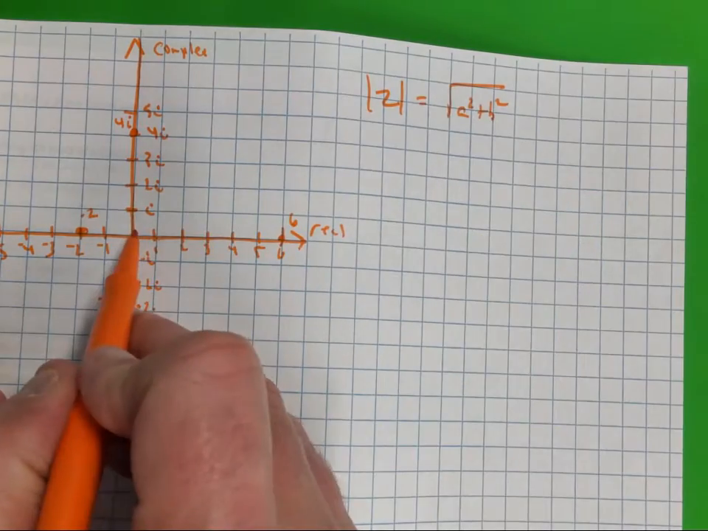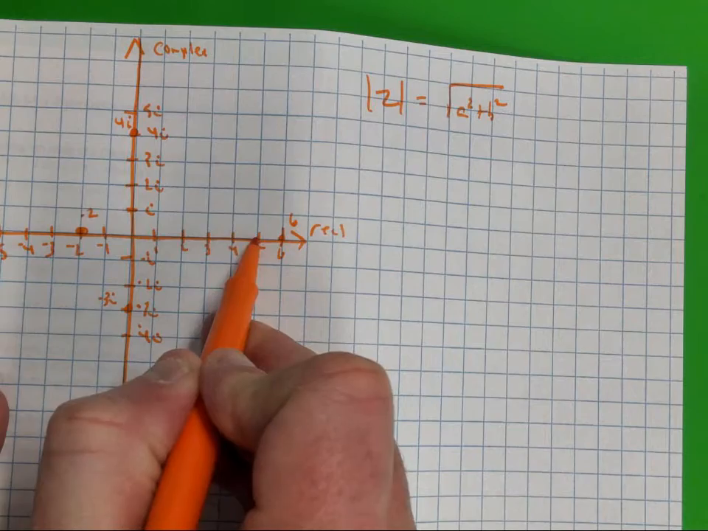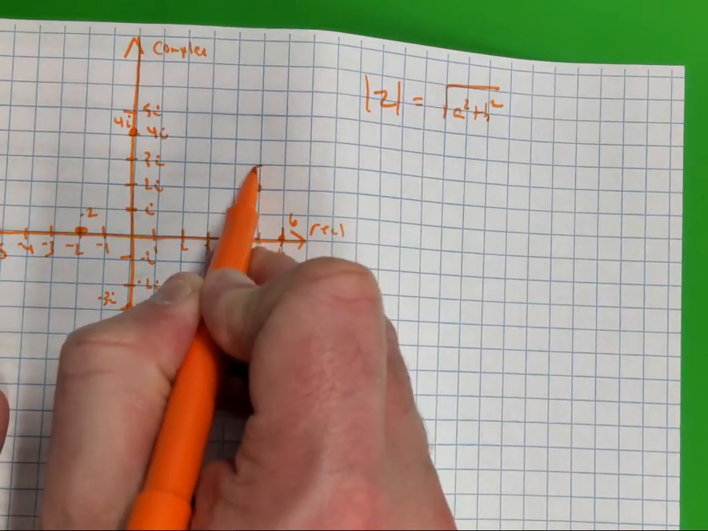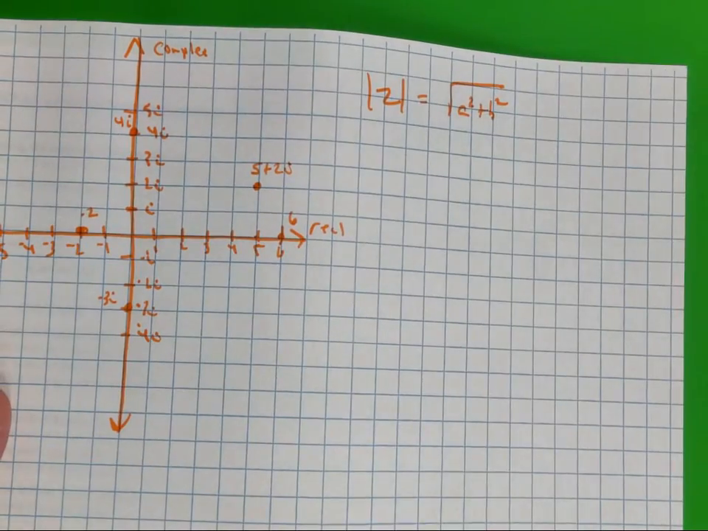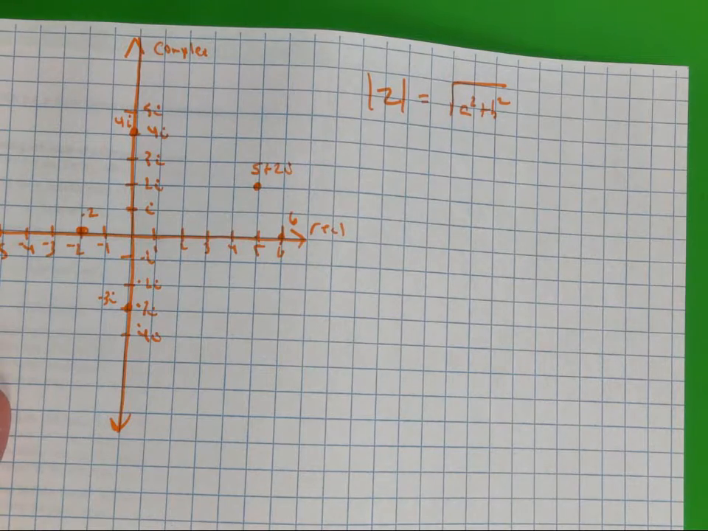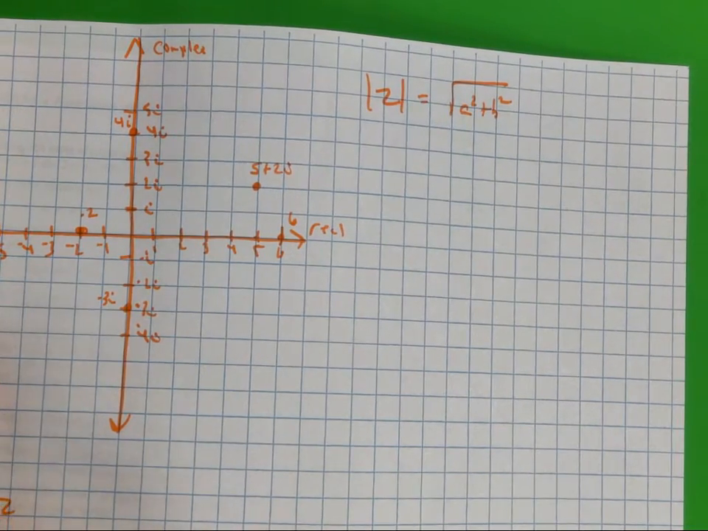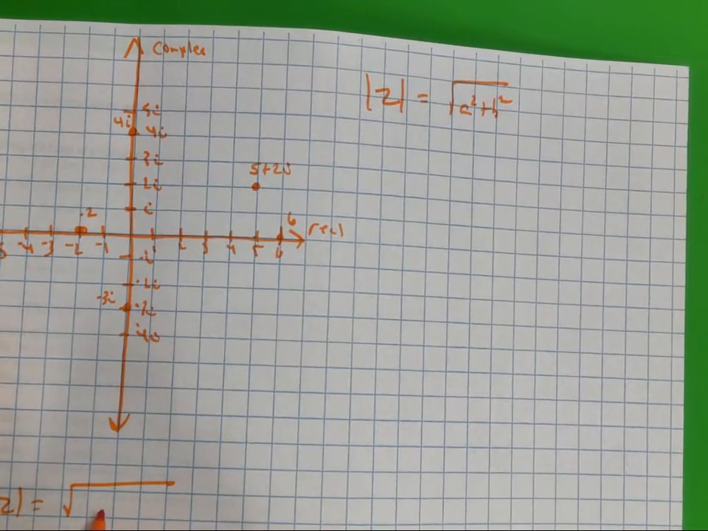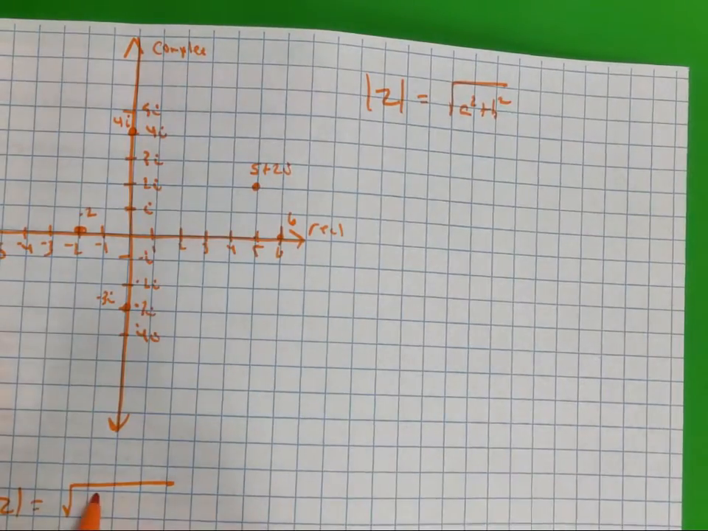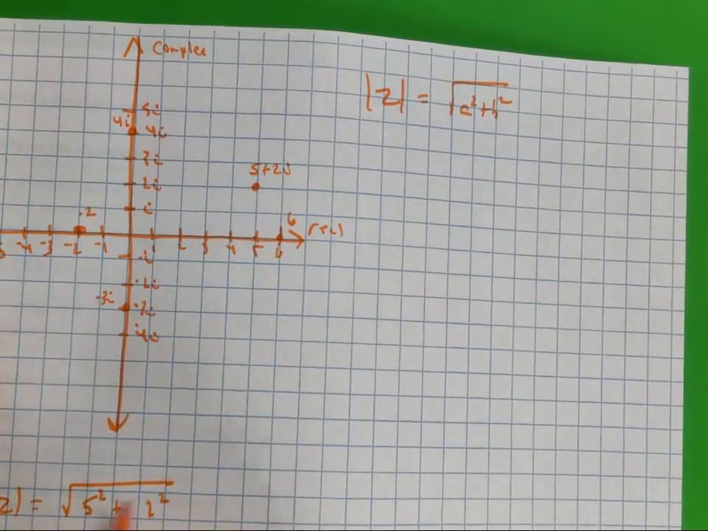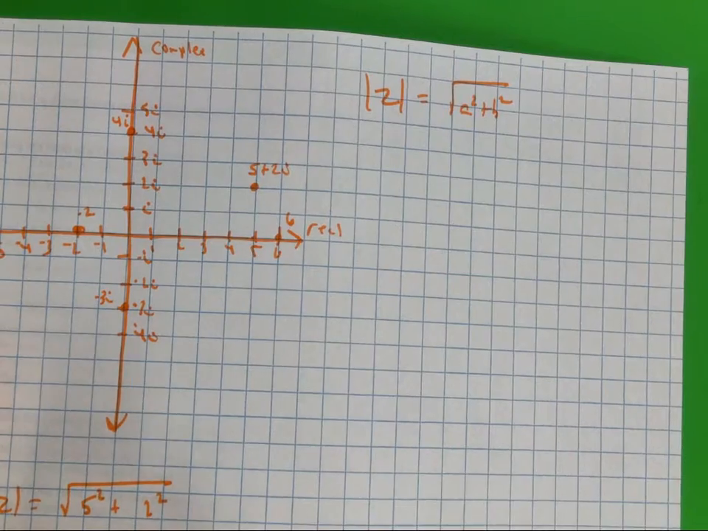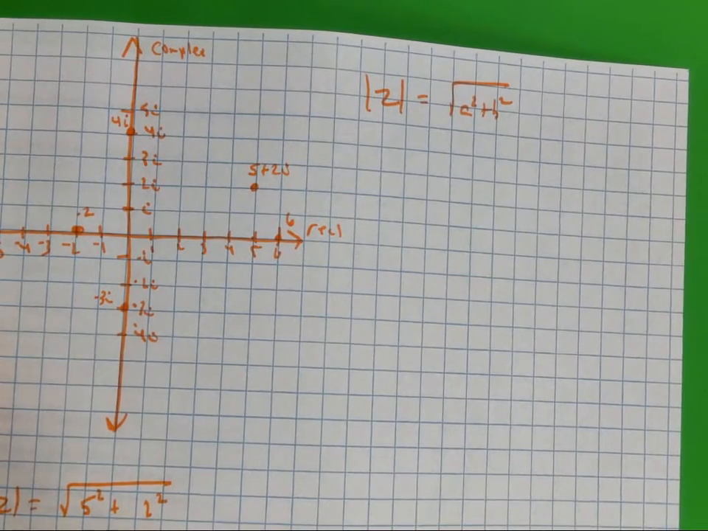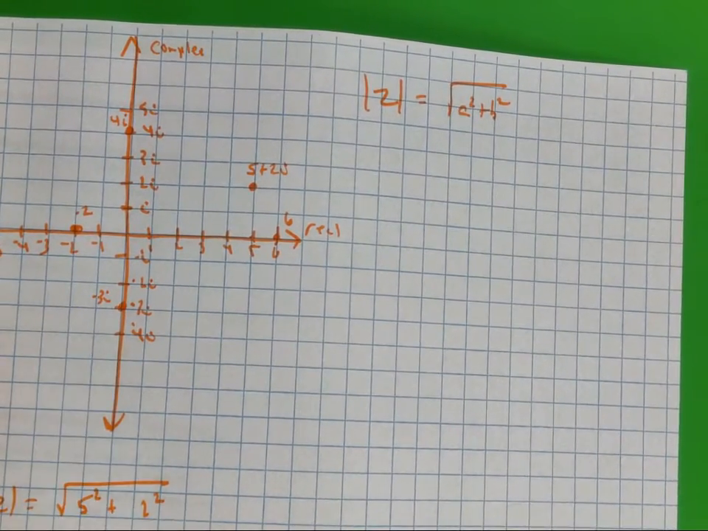Number 9, 5 plus 2i. I want to graph 5 plus 2i. I'm going to go right 5 and up what? 2. That's 5 plus 2i. That's graphing that complex number. Now let's find the modulus of that. What is my a value? 5 squared plus 2 squared. That gives me 25 plus 4. My modulus would be the square root of 29.